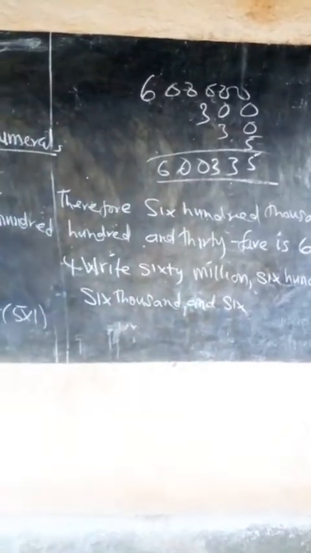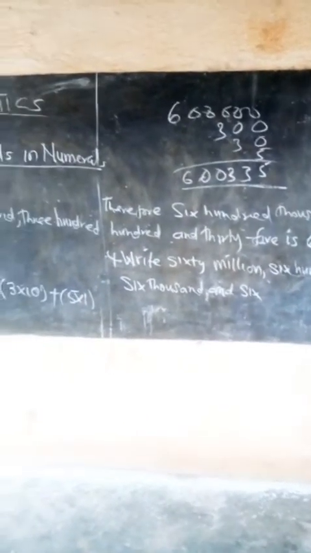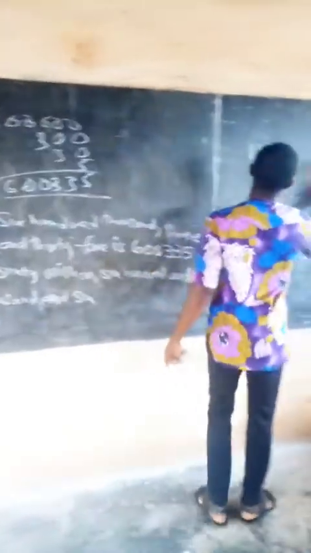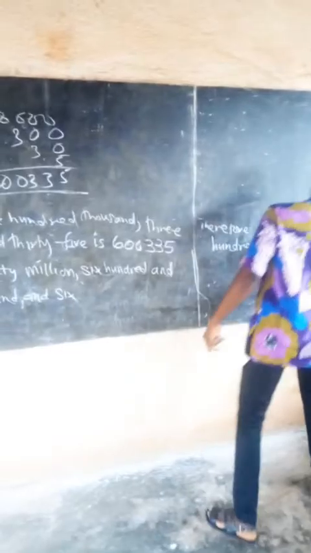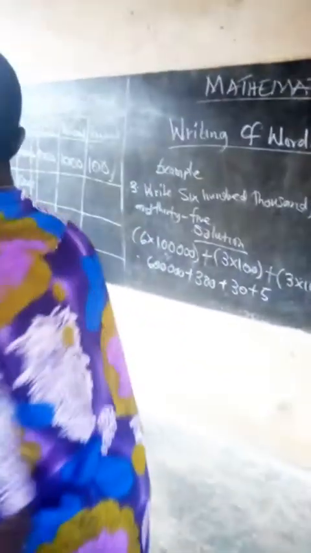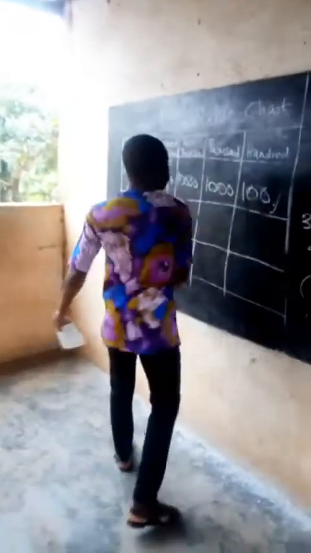The question is: if you write 60,606,006 in numerals. So we are going to use this value chart so that you can write this one in numerals. First, we have 60 million. The 60 is in millions. So it is our solution.